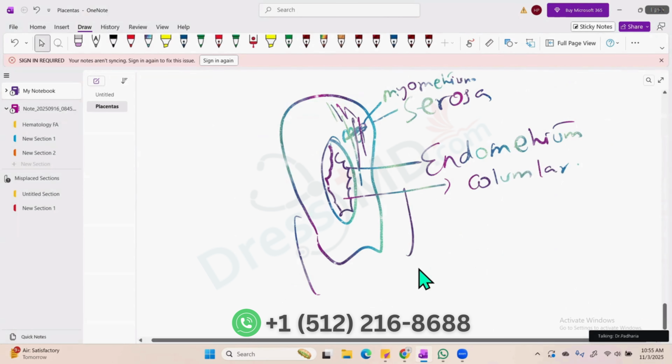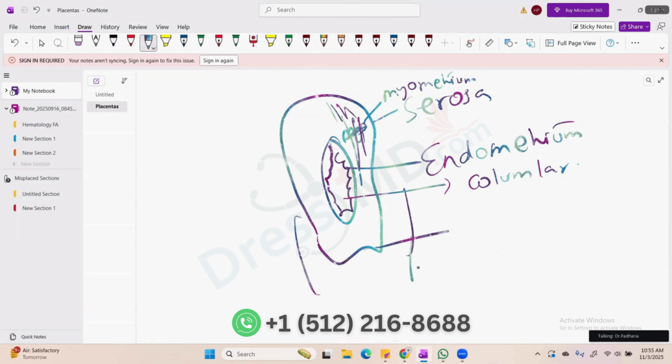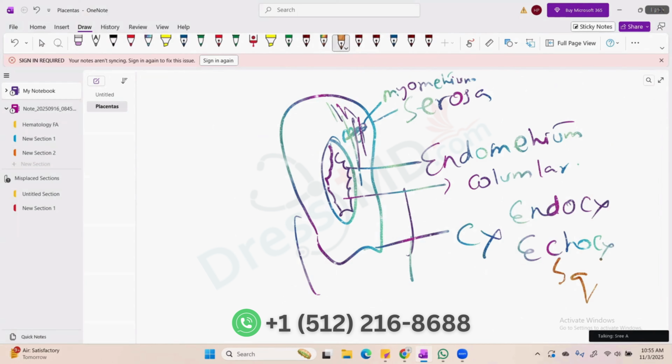Then we have the cervix, with the ectocervix and endocervix. Any idea, guys, what the lining epithelium of the ectocervix and endocervix is? Ectocervix is squamous epithelium. Endocervix is columnar epithelium. Very good. And the vagina is also lined by squamous epithelium. Very good.